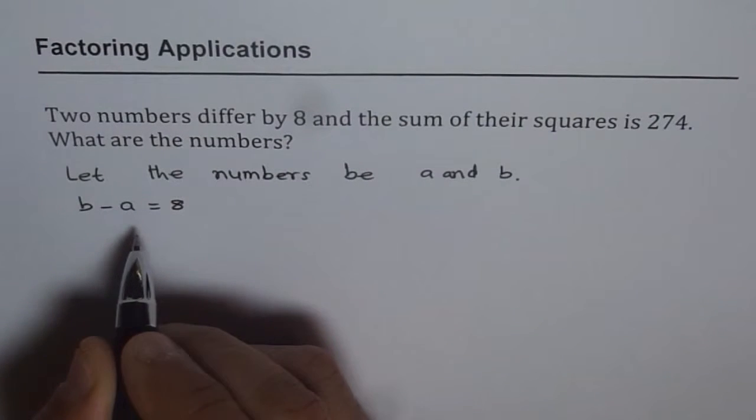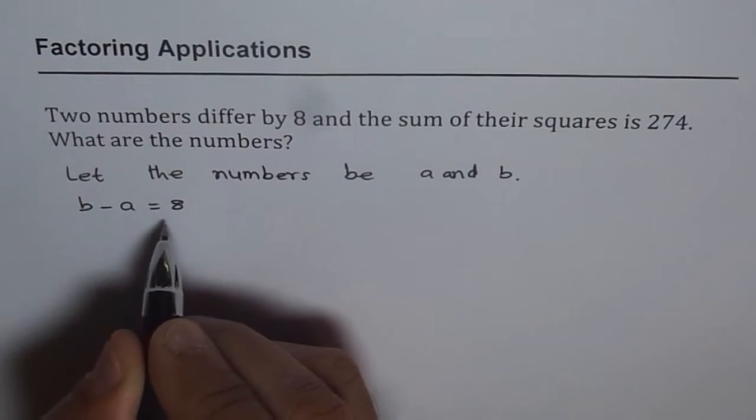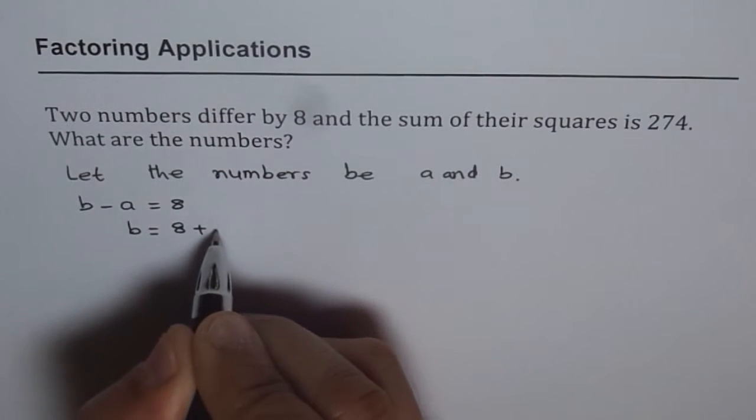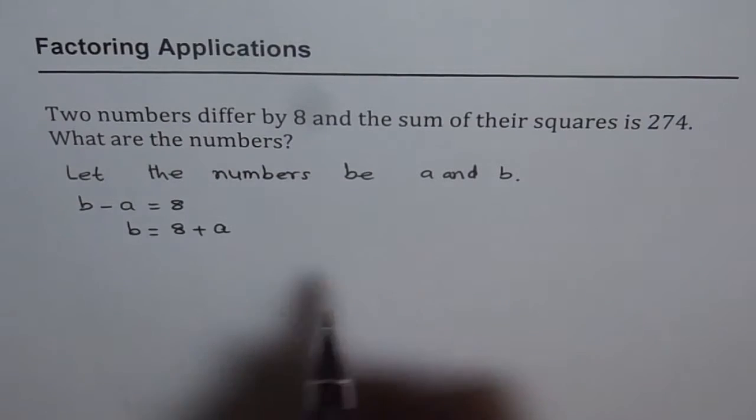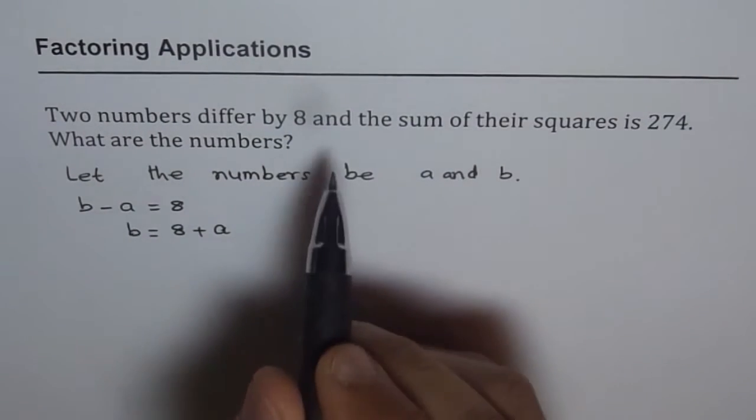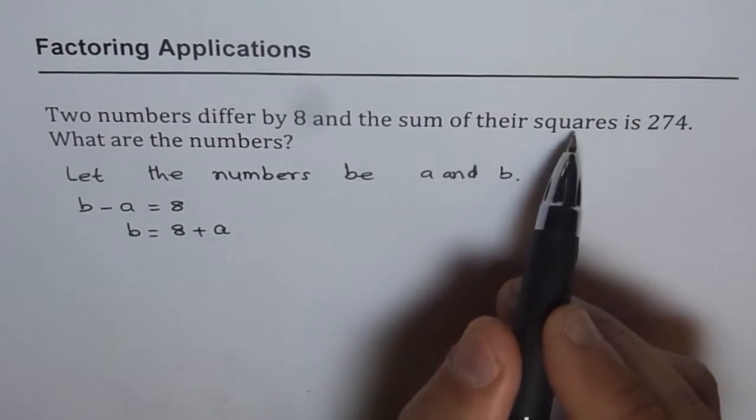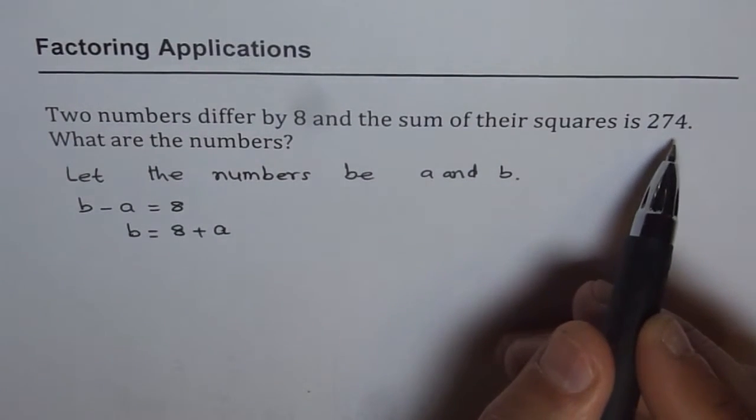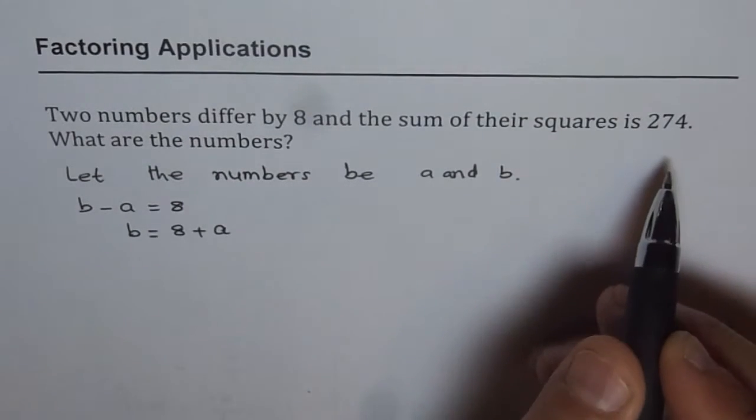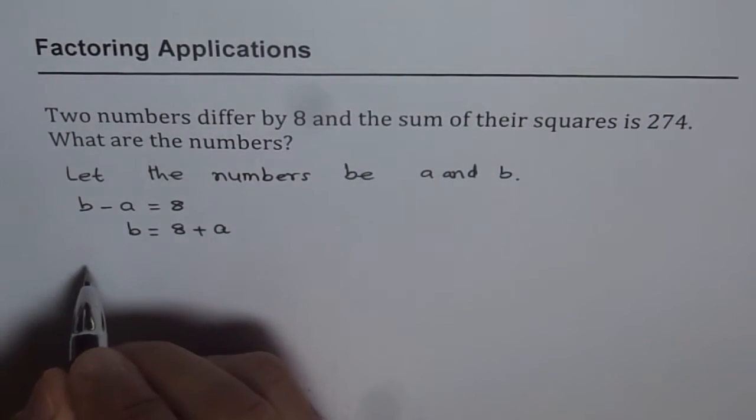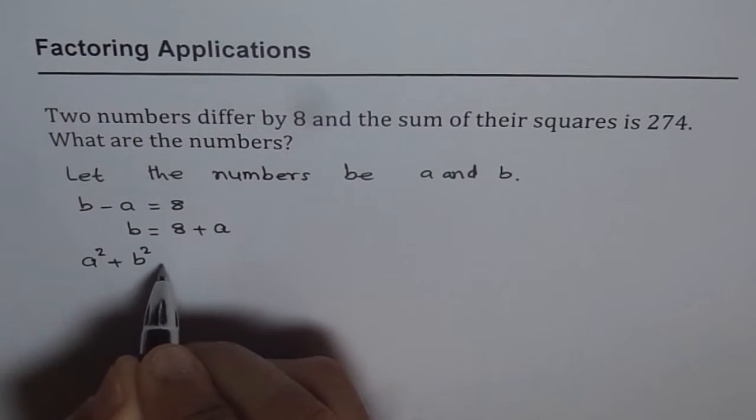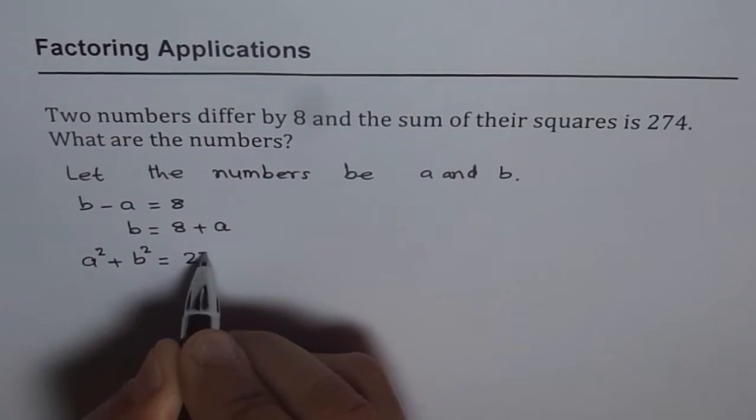And from here, we can also write what is B in terms of A. So we can write B equals 8 plus A. So that takes care of two numbers differ by 8. And the sum of their squares is 274. That is the next statement. Sum of their squares means A square plus B square is 274. So we get the second equation, which is A square plus B square equals 274.